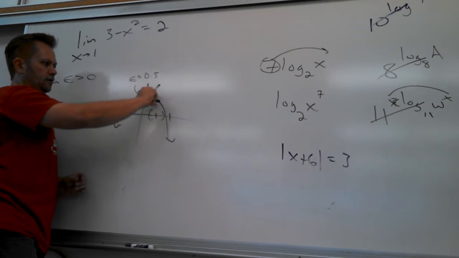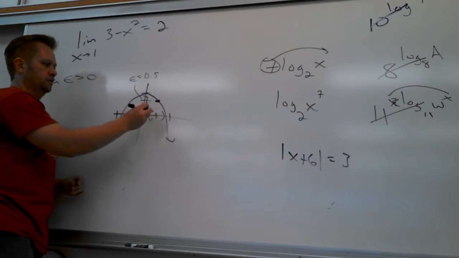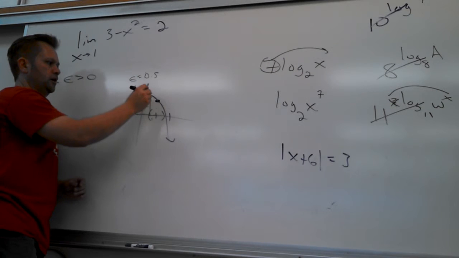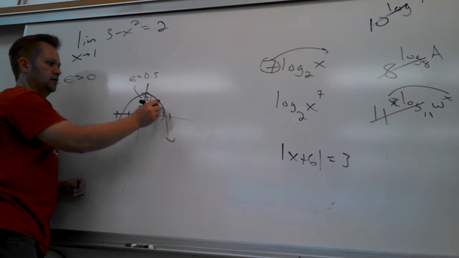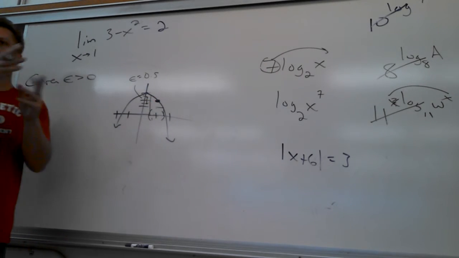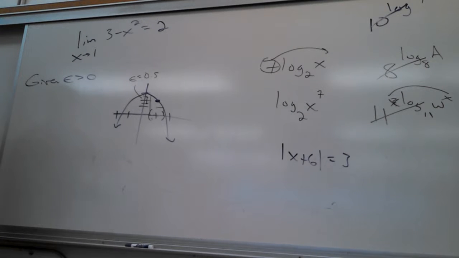If I go here, that doesn't even include that output, right? This is from there to there. It doesn't even include that output. I can see already it's not. It can't be that. That can't be the limit. It's outside of that range.